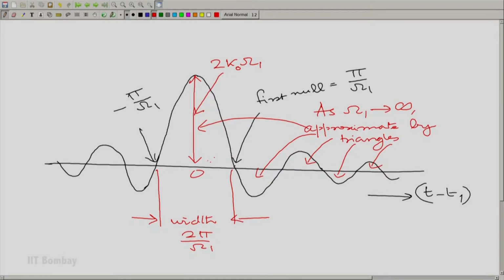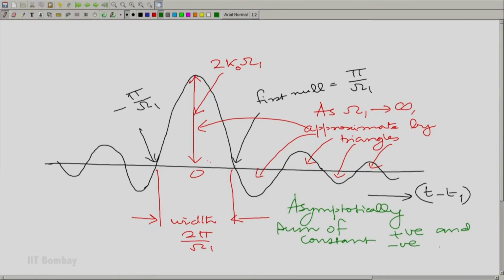If you look at this figure here, what is happening is we have several triangles here or several shapes. Essentially, asymptotically, we have a sum of constant areas, positive and negative. And the beauty is that areas are remaining constant asymptotically. You can visualize that as the height is growing to infinity in each case and the width tends to 0. In fact, I have reasoned out for the main lobe, but you could do a similar reasoning for the side lobes.